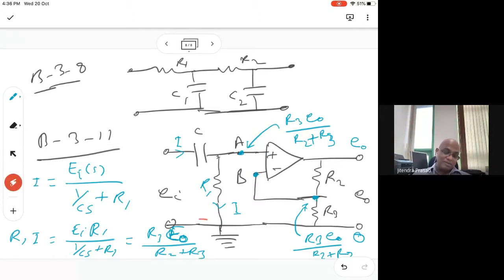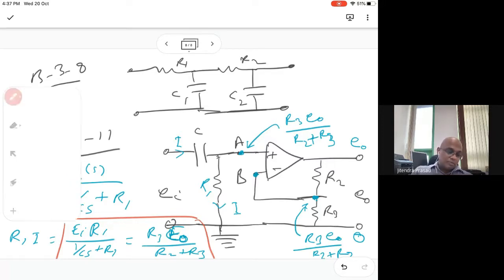So finally we have this equation: EI R1 over this equals R3 E naught by C. So from this equation, we can straight away find out output over input. Yeah, so output over input, E naught divided by EI, will be equal to simply these things will go up, right? This will go down. That's it. Very simple. Any questions, guys, so far? Okay, so now let's move to the next one.